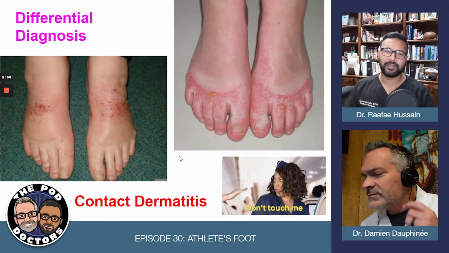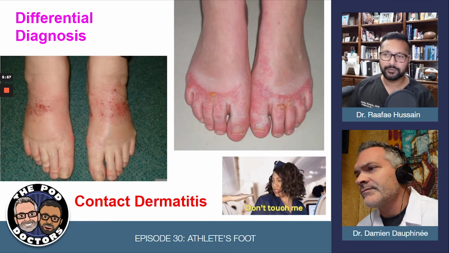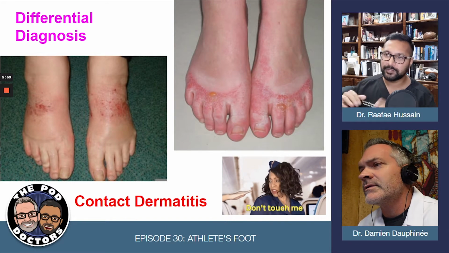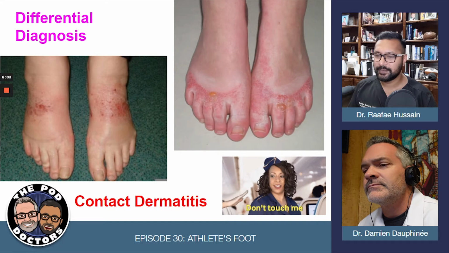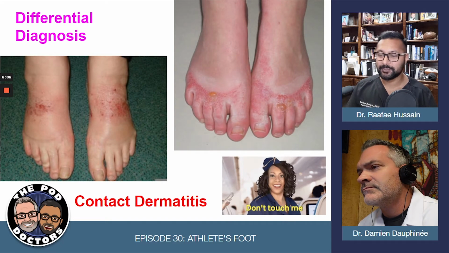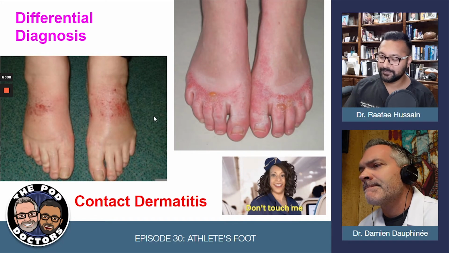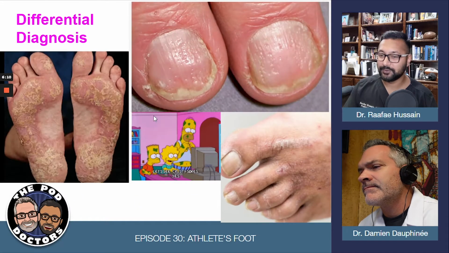So we'll say, all right, whatever you've been wearing, new sandals, new socks, stop using them, go back to your basics, and then we'll use a topical steroid to help calm things down. But yeah, you can see how it almost looks like the pustular style of tinea pedis or athlete's foot.